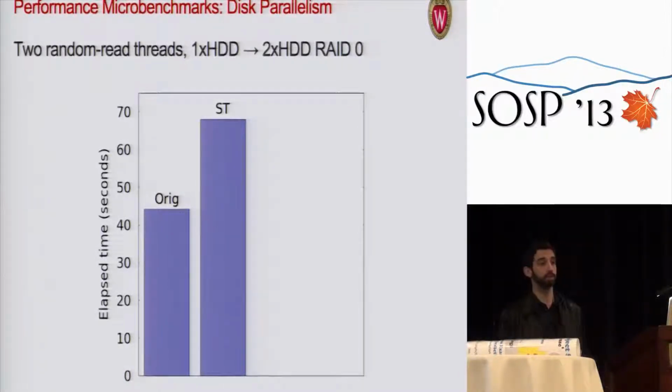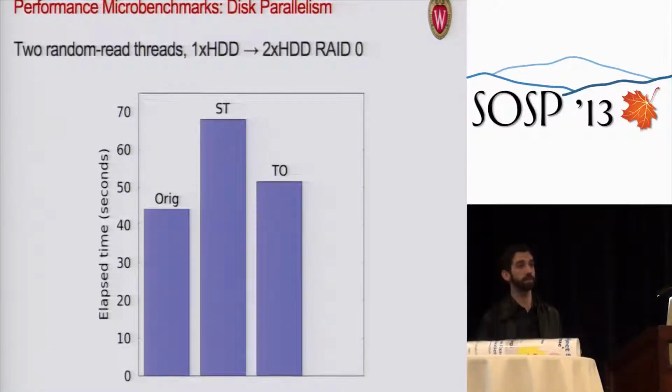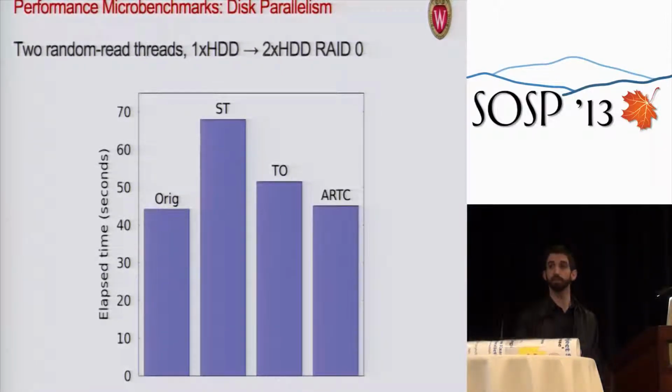So a single-threaded replay runs substantially slower. This is perhaps, again, to be expected given that a single-threaded replay can't really achieve any I/O parallelism. The temporally ordered multi-threaded replay is significantly better, but is still noticeably slower than the original application running on the RAID. In contrast, ARTC is very accurate in reproducing the performance of the original application on the new system. So it predicts its performance very accurately.